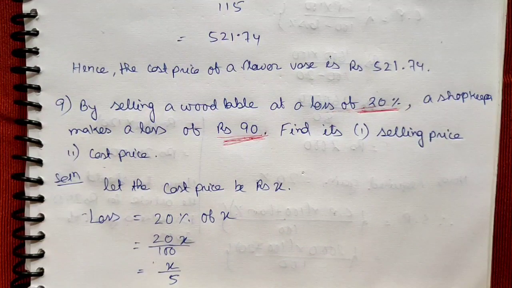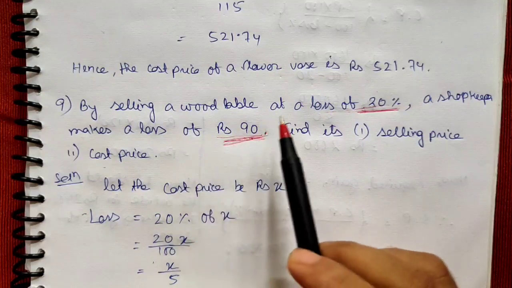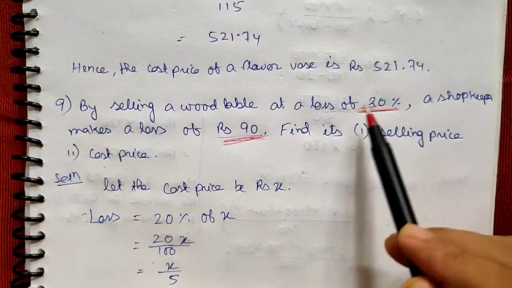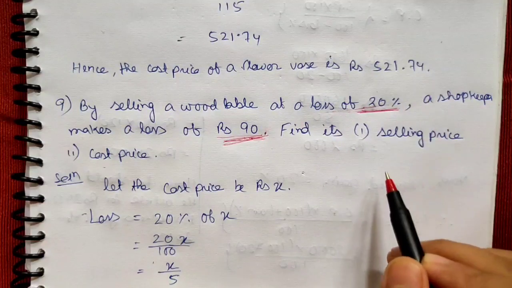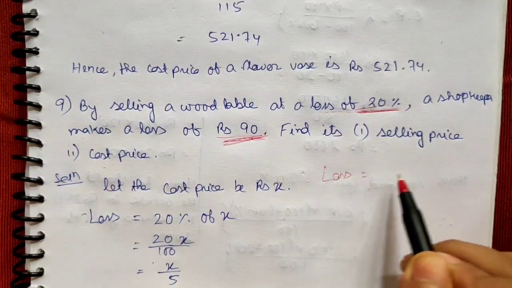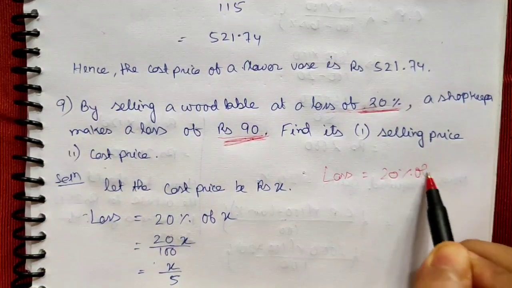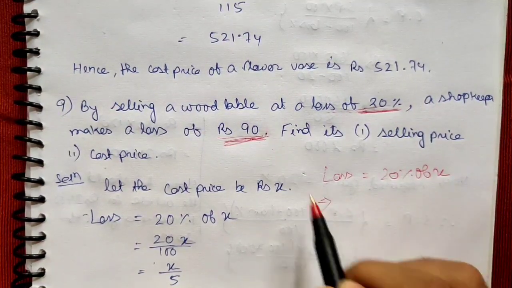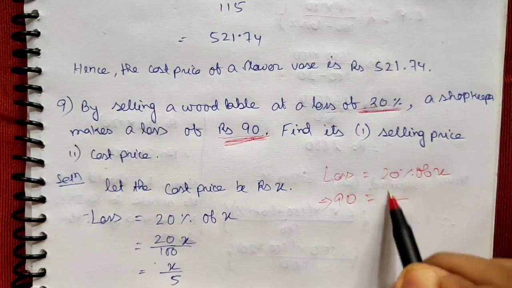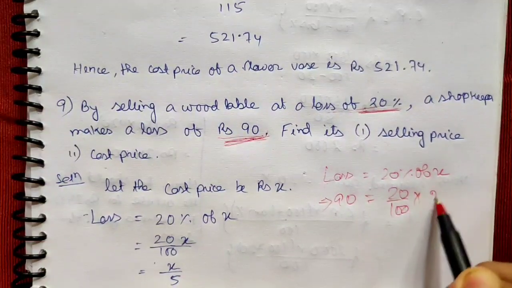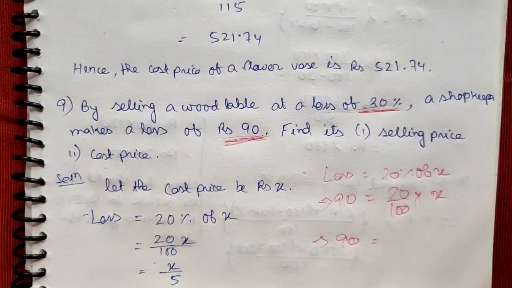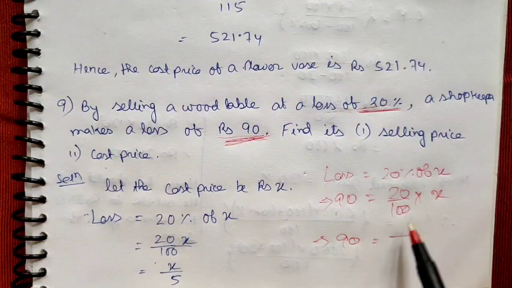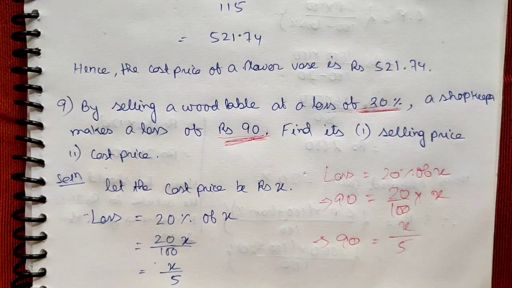What I want to say is that, for example, if we let the cost price of the table be rupees x, now we can write that loss equals what? 20% of x, isn't it? We can write this, isn't it? So here loss is given as 90, and 20% of x is what? 20 divided by 100 into x. Okay, so it will be 90 equals x by 5, isn't it? x by 5.